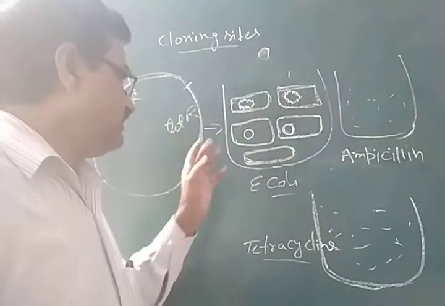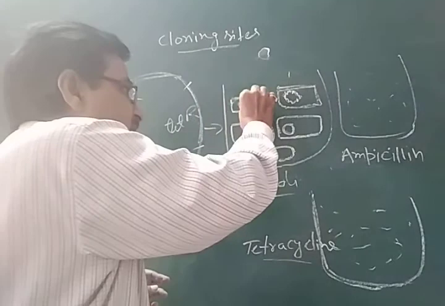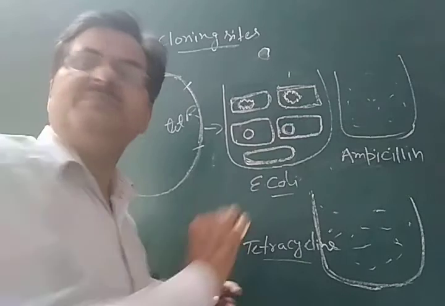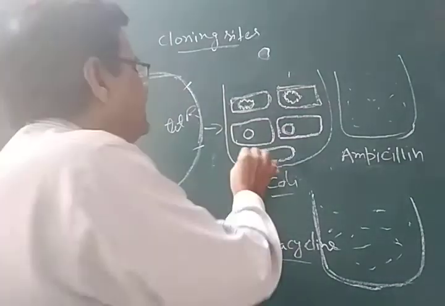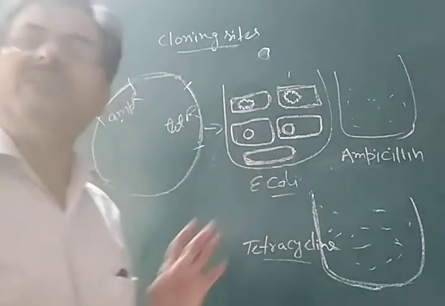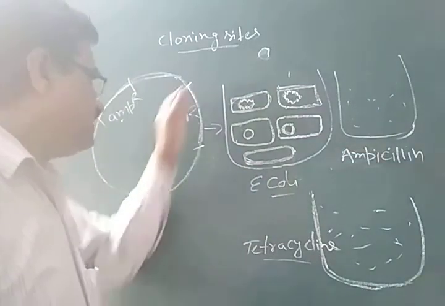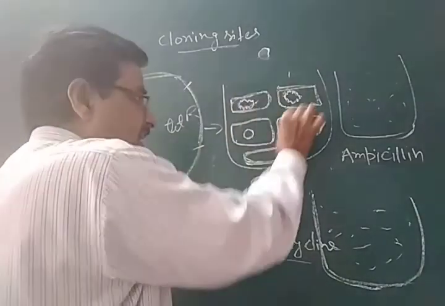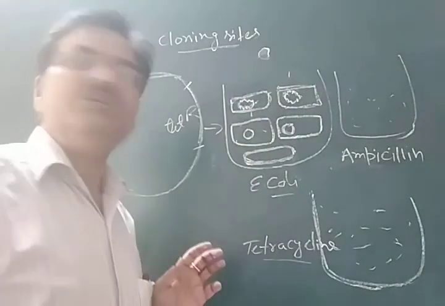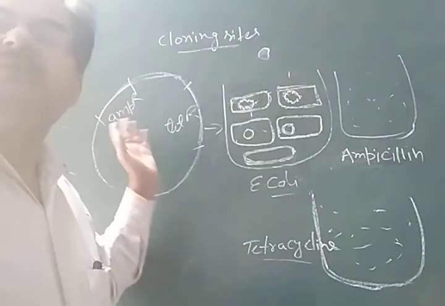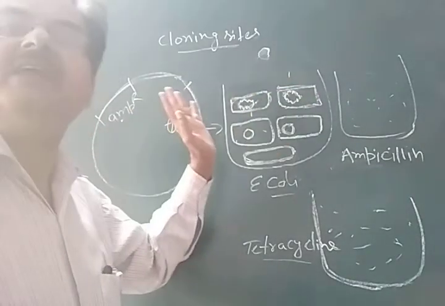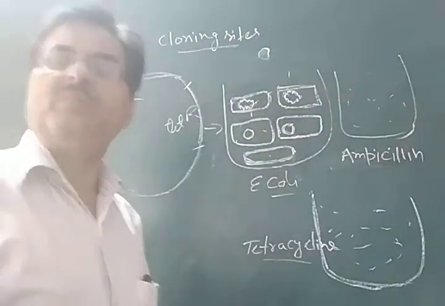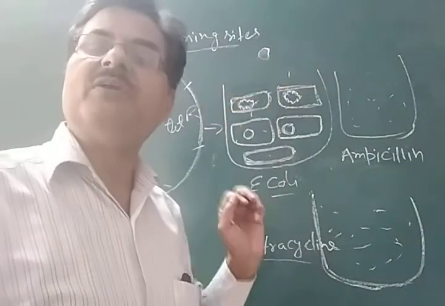So in some bacteria, the recombinant plasmid may enter, in some the non-recombinant plasmid may enter. In some, there is no transformation, meaning no pBR322 or no plasmid. So these bacteria will be the transformants due to the transfer of this pBR322 into these bacteria, but this bacteria will be the non-transformant. How to separate transformant from non-transformant?